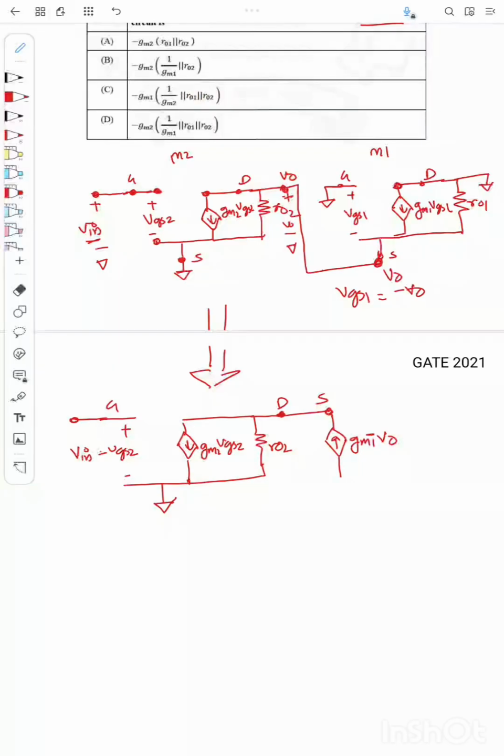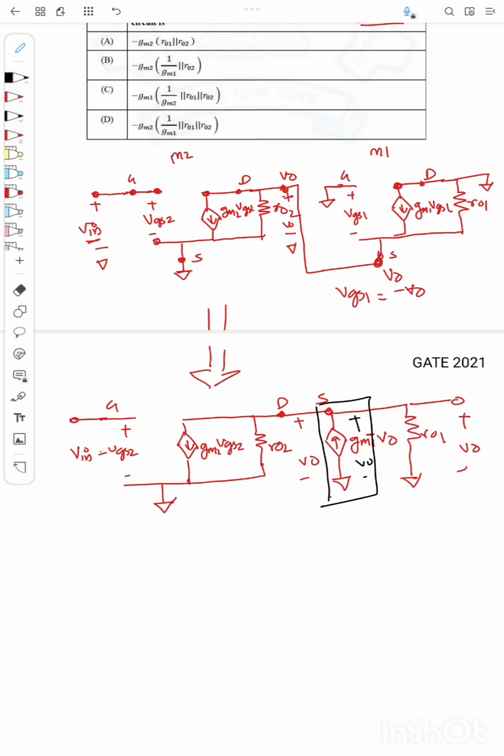And the next terminal is actually connected to ground, so I can connect this to ground. And here I have R0 1 from source to drain or the ground. And what is V0? This is V0. Now if we see here, across this I have the voltage V0 and this current is minus GM1 V0, which means the current is flowing in this direction.